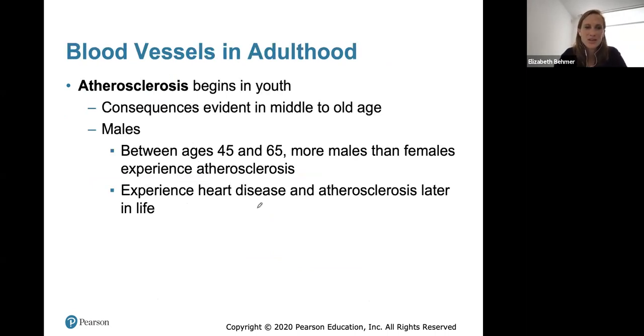Blood vessels in adulthood, atherosclerosis will begin in youth. And this is when the arterioles will build up with plaque. You could experience heart disease and atherosclerosis later in life, but they can develop in youth. So what you eat and how you exercise as a youth will directly affect your arteries and your heart function later in life.